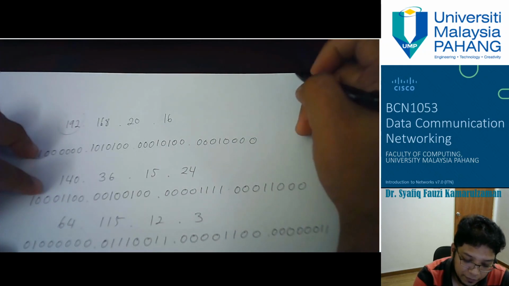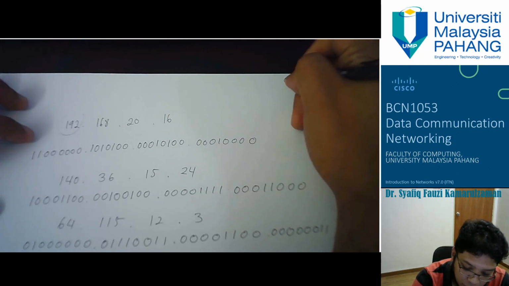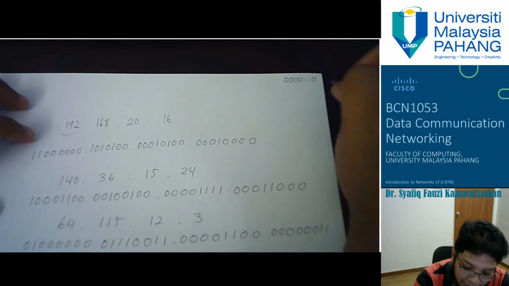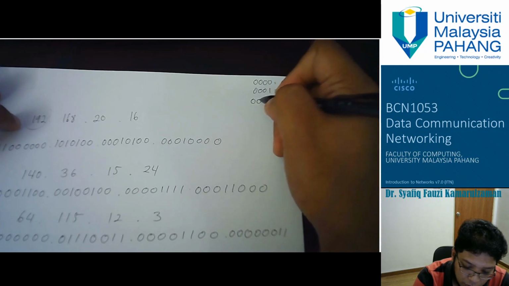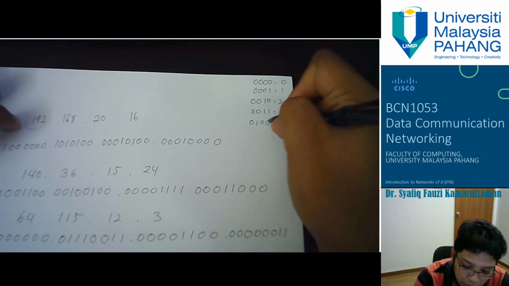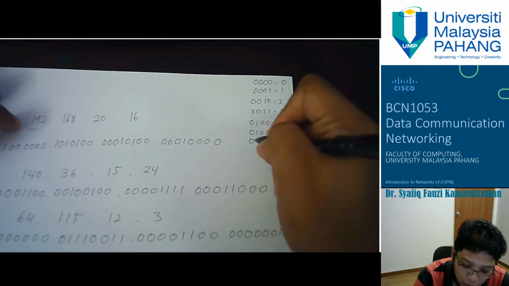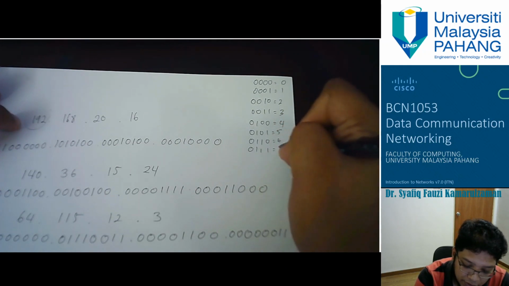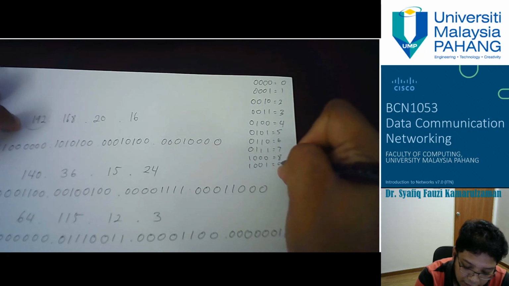So you need to remember, for all the numbers inside a binary, starting with 0000, this represents 0 in hexadecimal. So 0001 is 1, 0010 is 2, 0011 is 3, 0100 is 4, 0101 is 5, 0110 is 6, 0111 is 7, 1000 is 8, 1001 equals 9, 1010 is equal to A.